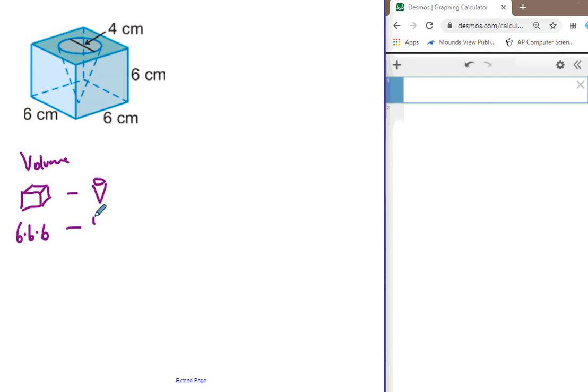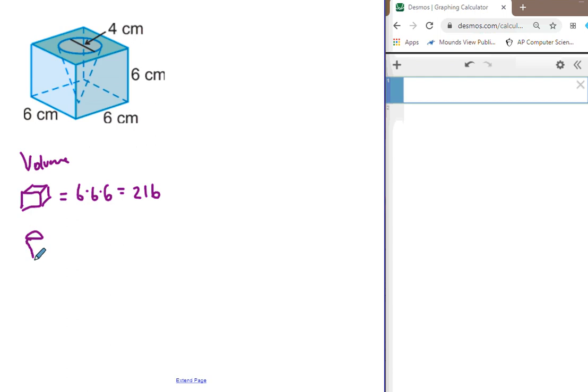Our cone, you'll recall, was base times height divided by 3. And our base was pi r squared. Actually, I'm going to make this in two rows like I was doing before. That moment when you're like, oh, this would have been better a different way. So I'm going to do a little eraser. So this was 6 times 6 times 6. I happen to know that's going to be 216.